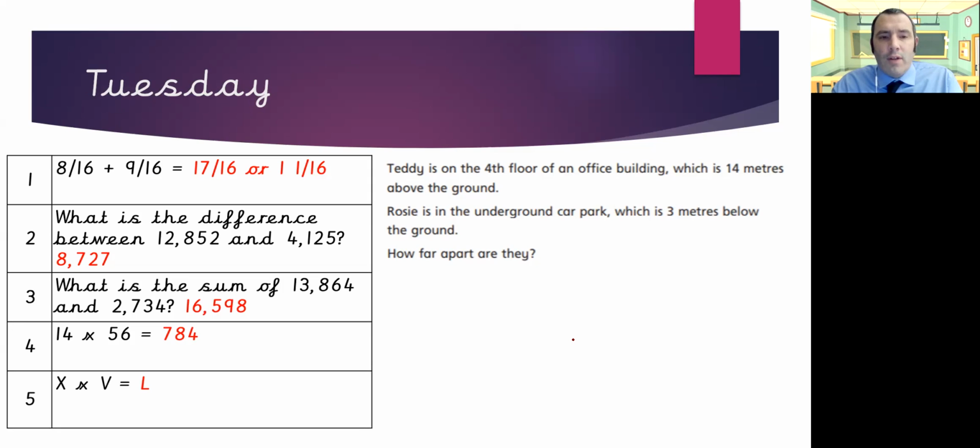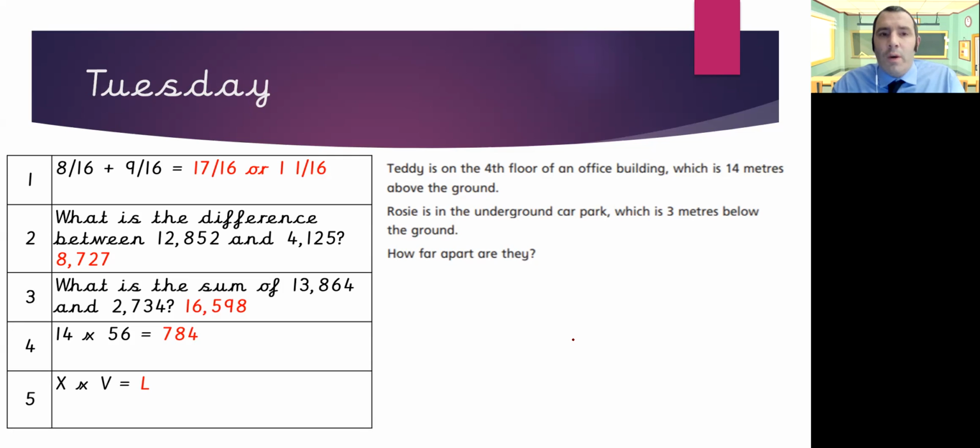And for the other question here, what is the sum of those two numbers? The sum means the total, obviously you need to add them together. We've got our Roman numeral question there. So 10 times 5 equals 50. X times V equals L.